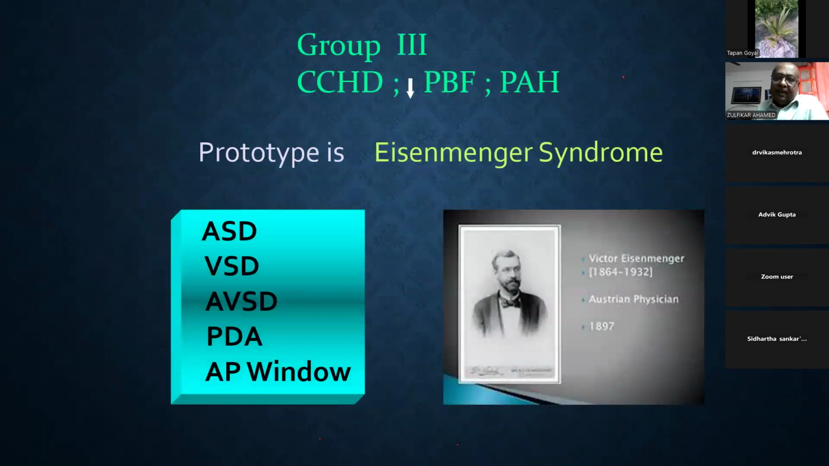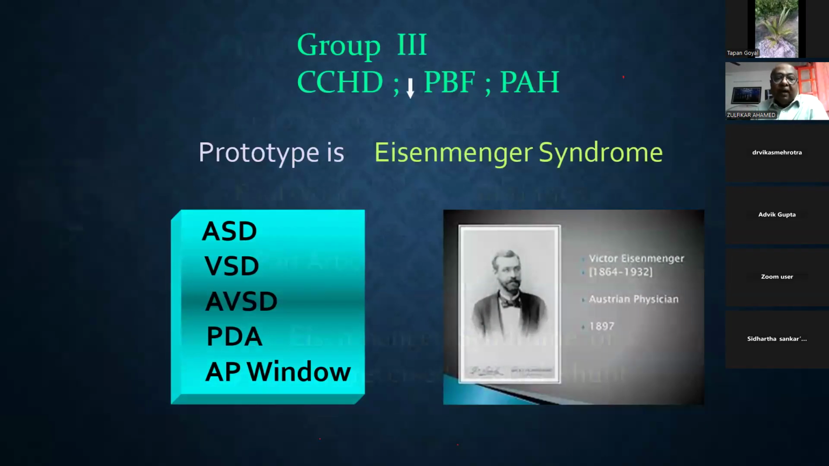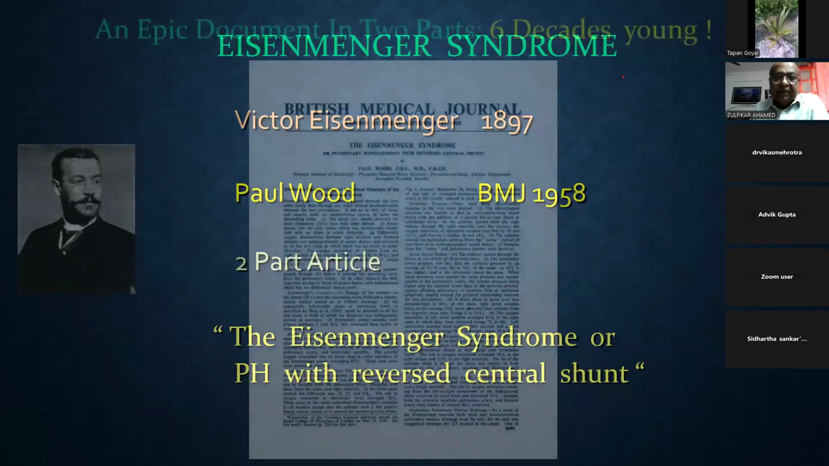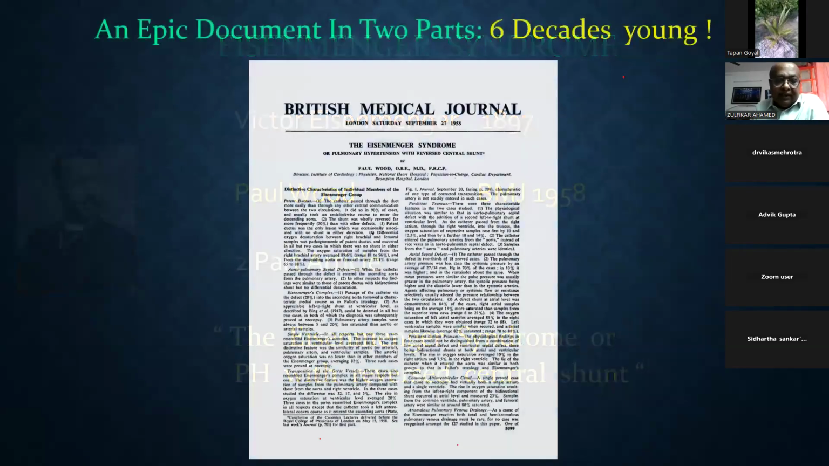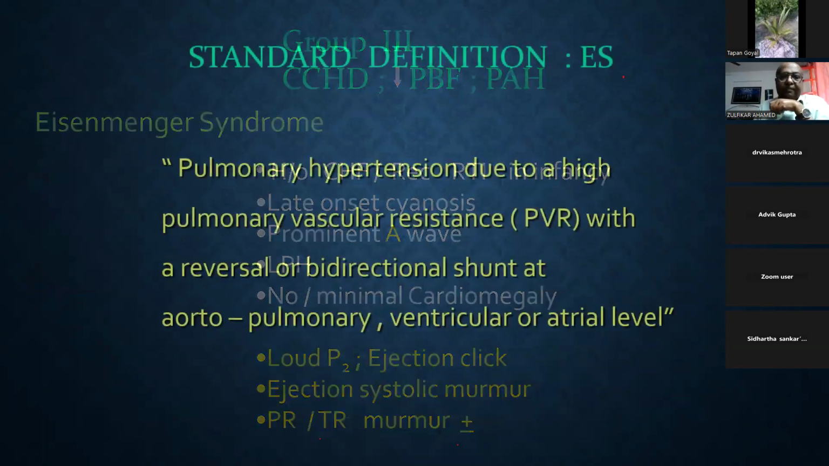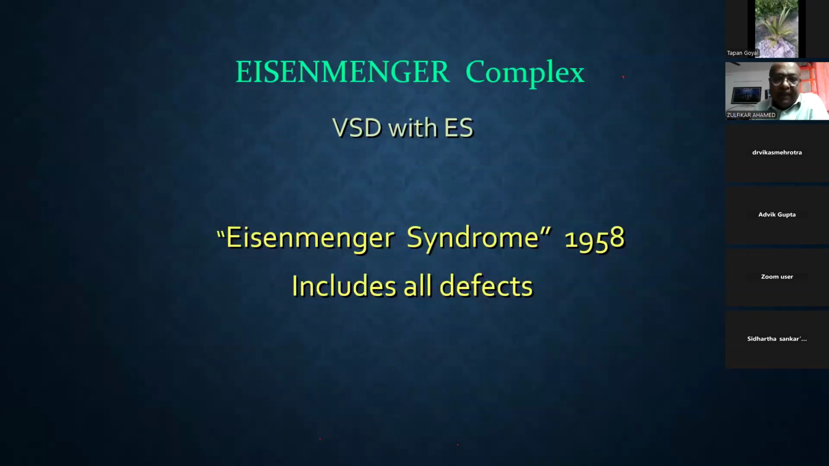The prototype is Eisenmenger syndrome. The simple Eisenmenger syndrome can occur in ASD, VSD, AVSD, ductus, and AP window. And this happens to be a PDA with Eisenmenger syndrome. This is basically Eisenmenger syndrome with PAH with the reversed central shunt. The presentation is a history of heart failure in infancy, late onset cyanosis with severe pulmonary hypertension. And that can be classified into simple, that is the usual one, the complex, and the post-surgical or post-palliative Eisenmenger syndrome.